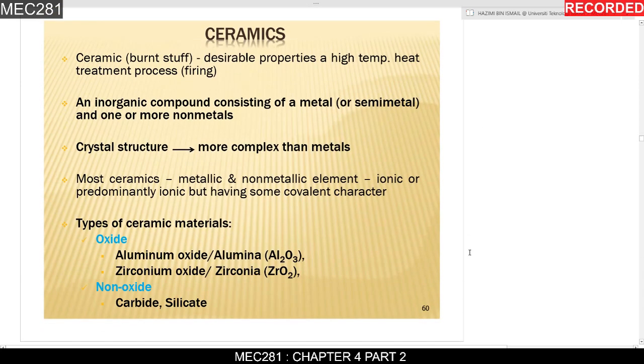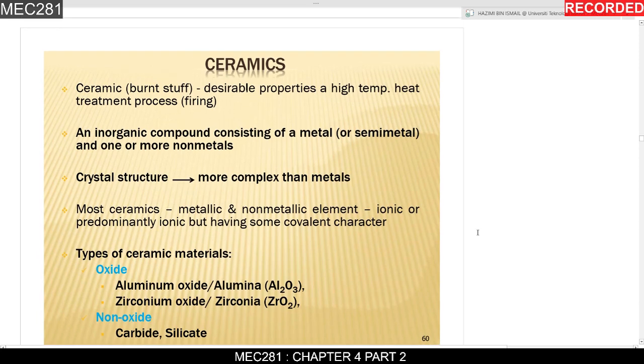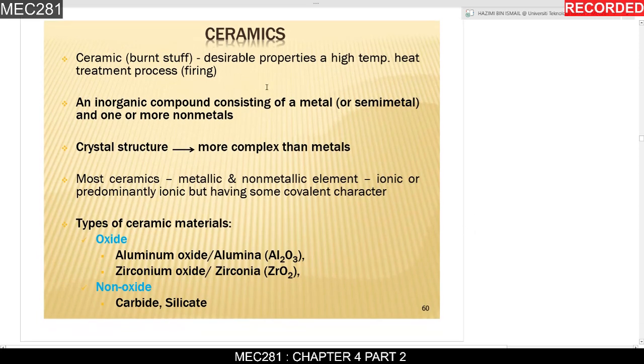So what is ceramic? Ceramic is the burnt stuff, terbakar. Desirable properties can be achieved by firing at a high temperature heat treatment process. I think most of you have at least watched or know how people manufacture ceramics. They burn them in an oven or a kiln, at very high temperature, to get the ceramics.